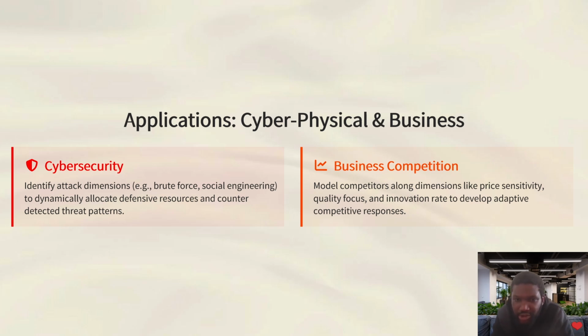Now, business competition. What do business competitions involve along the dimensions, like price sensitivity, quality? The cyber physical and business is about ensuring there's a competitive edge. Reward adaptive, adaptive algorithm, evolution algorithm reform resolution over that pressure. The brute force solution is time to offense, counter threat patterns.